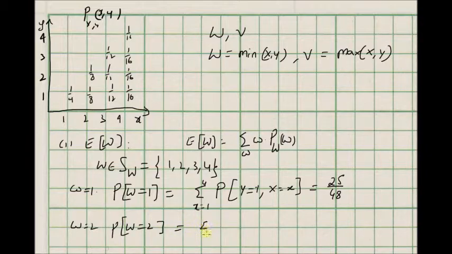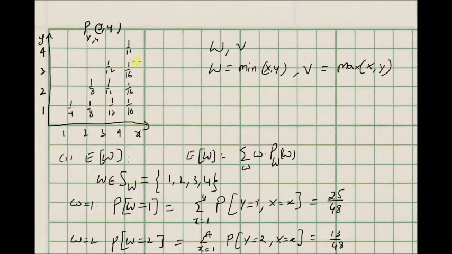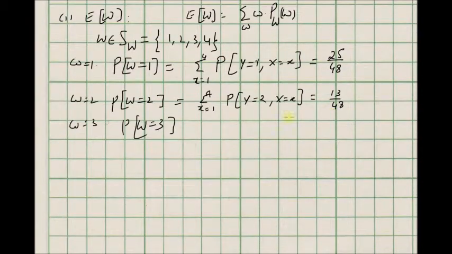which is going to be again the sum over x equal to 1 to 4 of the probability of y equal to 2, comma x equal to x. And this is equal to the sum of the 4 values where the first value is 0. So this should be equal to 1 by 8 plus 1 by 12 plus 1 by 16, which is actually equal to 13 by 48. Similarly, for w equal to 3, we can find that P of w equal to 3 is equal to the sum of these two values, which is 7 by 48.